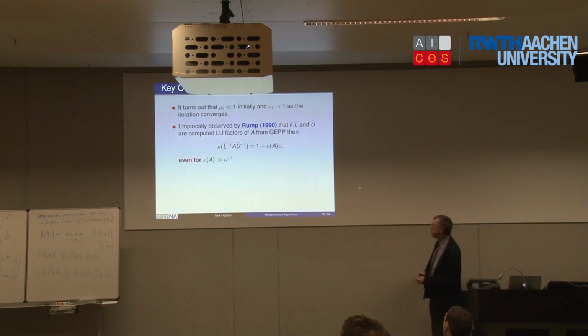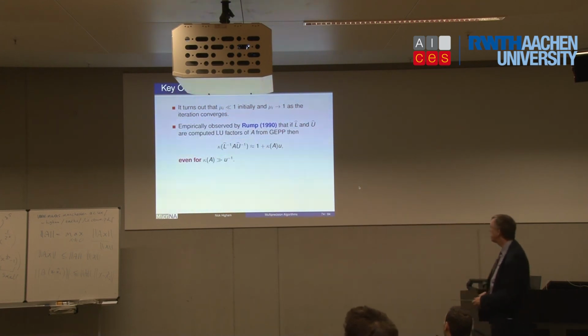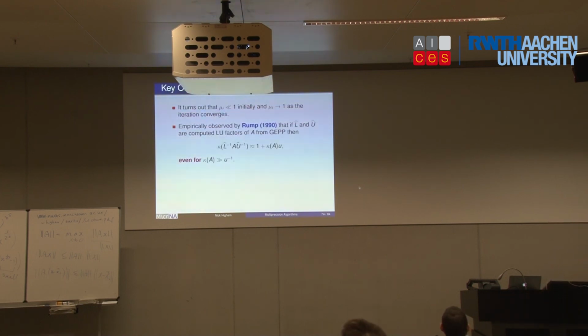Remarkable. So this is even despite the fact that L hat and U hat are inaccurate LU factors. Well, their inverses are inaccurate because they're still ill conditioned. So what we're going to do is exploit that observation, provided that you do at least partial pivoting. Yes, so this is LU with partial pivoting, yeah.